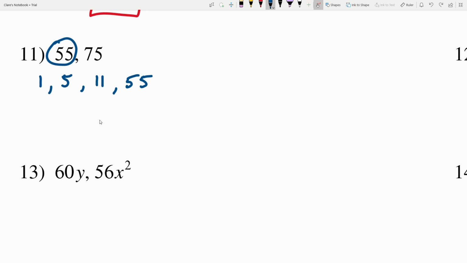No. So those are my factors of 55, and I know that 1 goes into 75, 5 goes into 75, 11 does not, and 55 does not. So my GCF in number 11 is 5.